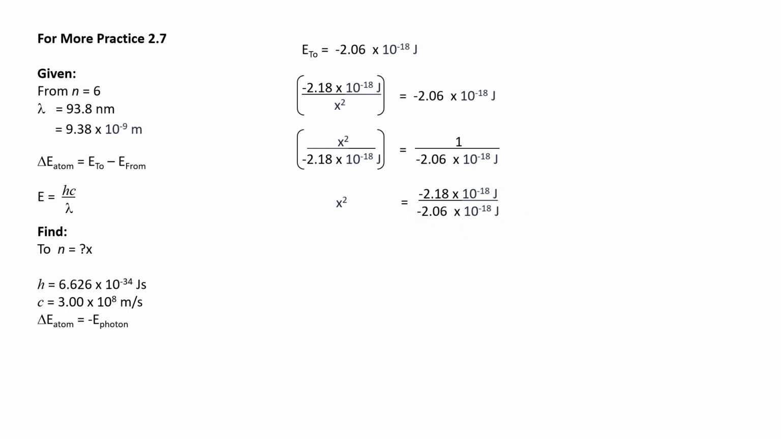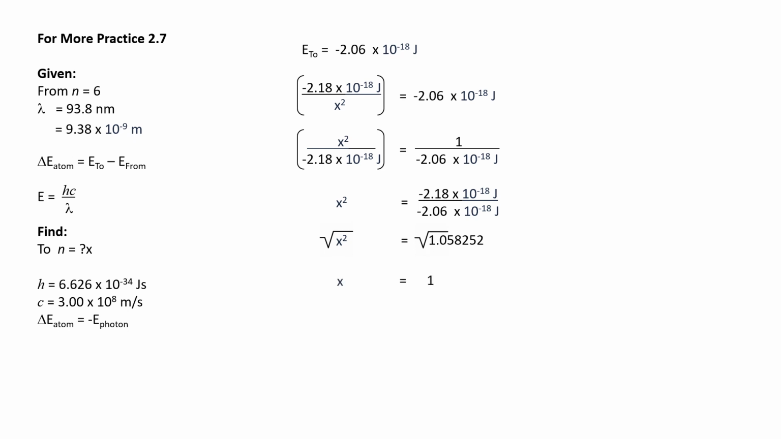So I'll tell you something. The joules cancel, the 10 to the negative 18 cancels, and all you're dividing is negative 2.18 by negative 2.06. So let's do that. So x squared equals 1.058252. So we're at a square root though, so we have to basically put this under the square root sign, and then do that mathematical function in order to get the value of x.